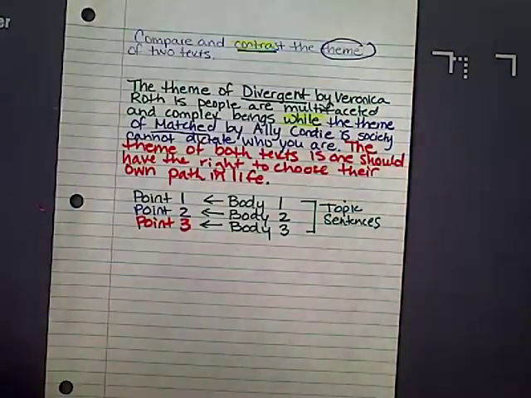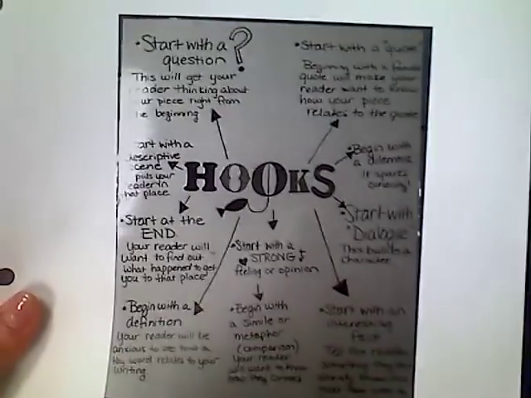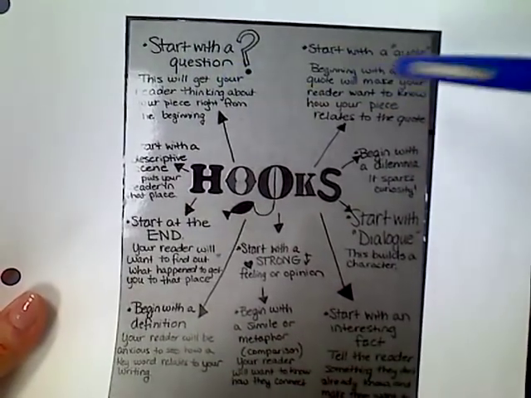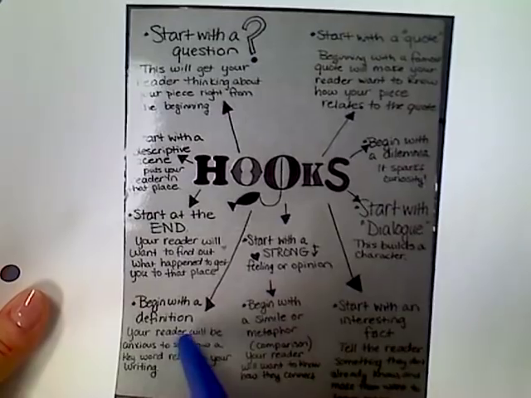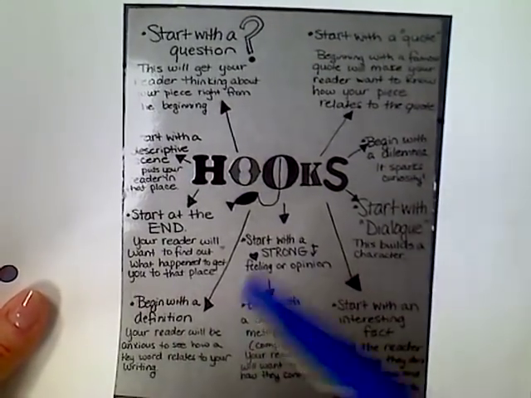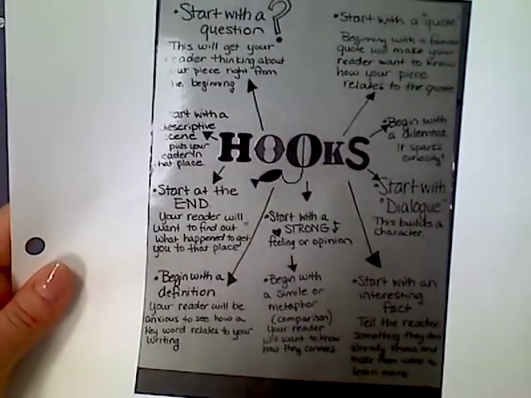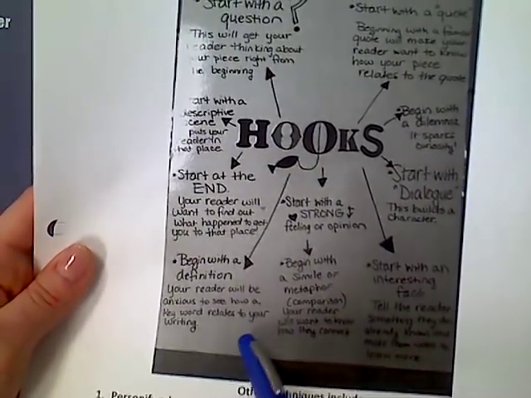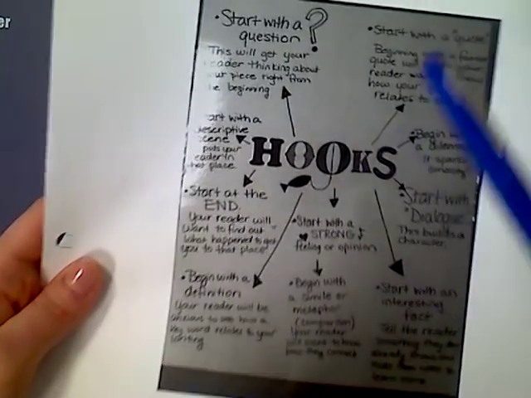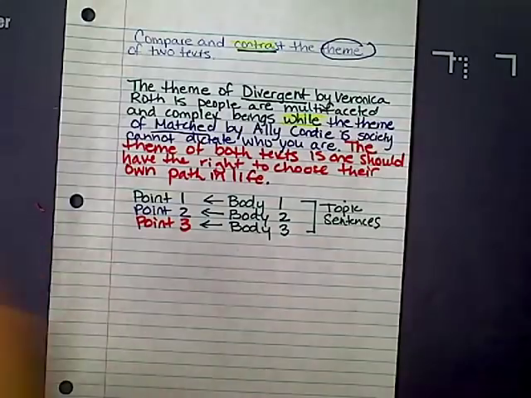Now when picking a hook, I could do a question about identity. I could start with a quote on identity. I could begin with the definition of identity. I could create a simile or a metaphor on identity. I actually wanted to start with a definition, but I didn't really like the definition of identity. I didn't feel like I could build off of it, so that's when I decided to look for a quote.